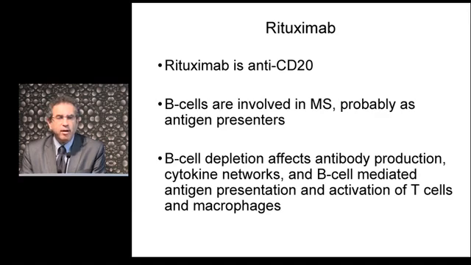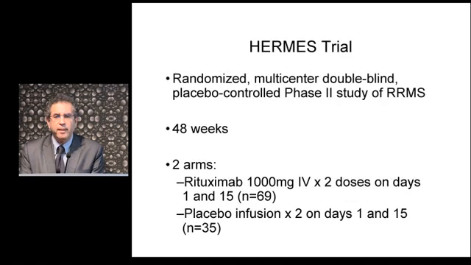The B cells are involved in MS probably as antigen-presenting cells. B-cell depletion affects antibody production, cytokine networks, and B-cell-mediated antigen presentation, activation, T-cells and macrophages. Because not only can macrophages present antigen, but B-cells can also, and when they do, it leads to a very different program in the T-cells.